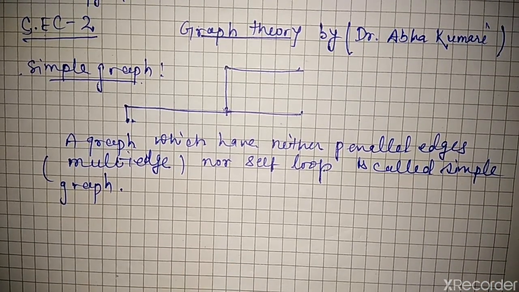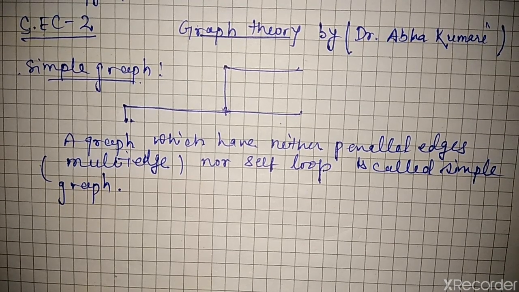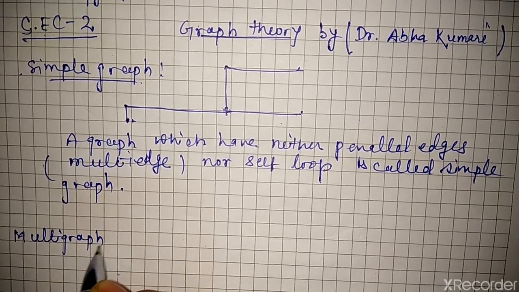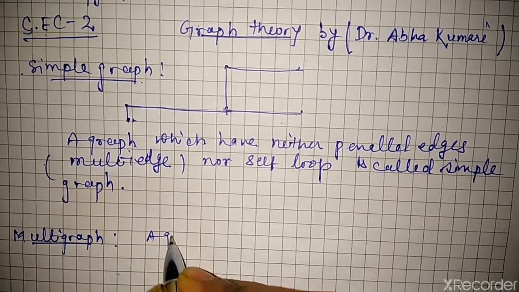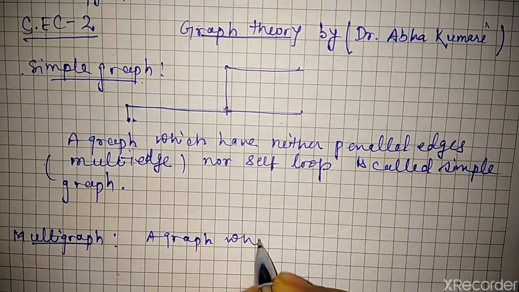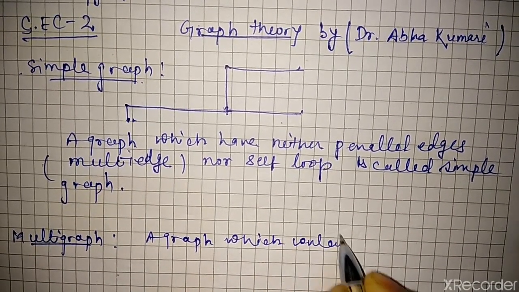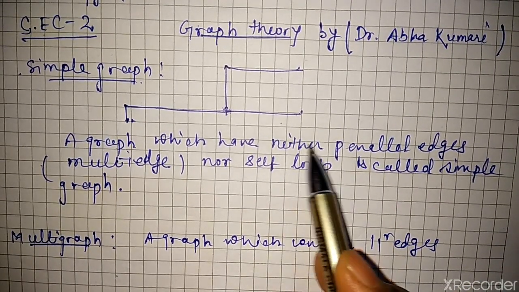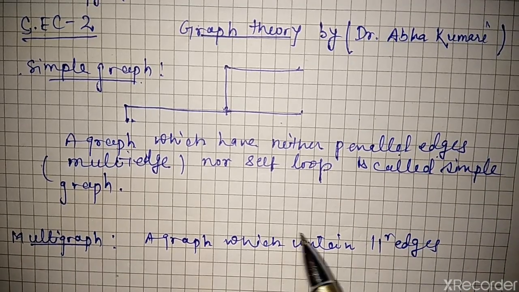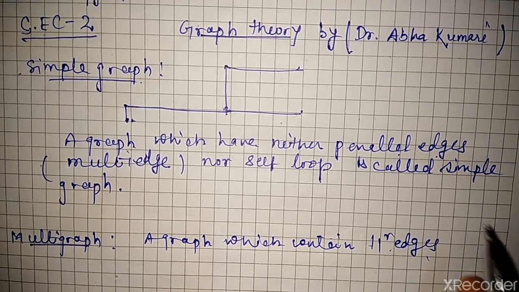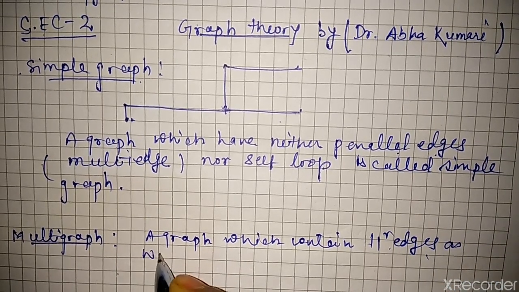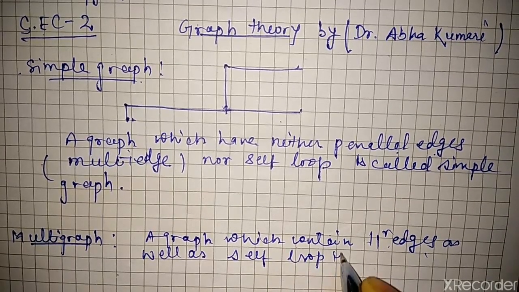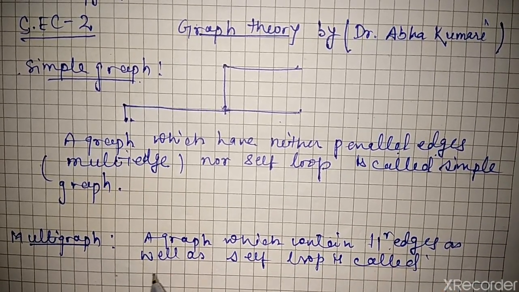Now our next definition is multigraph. A graph which contains parallel edges, as well as self loops, is called a multigraph. In a simple graph we have neither, but in a multigraph we have parallel edges as well as self loops.